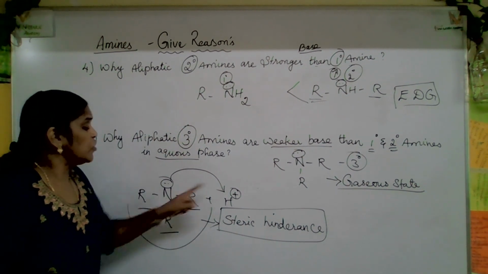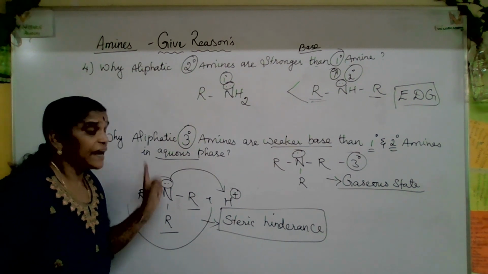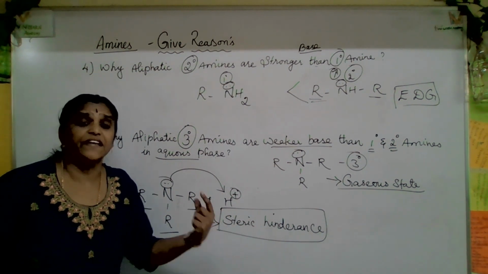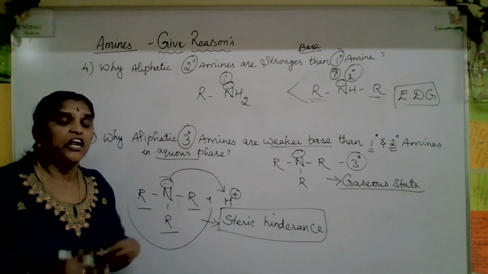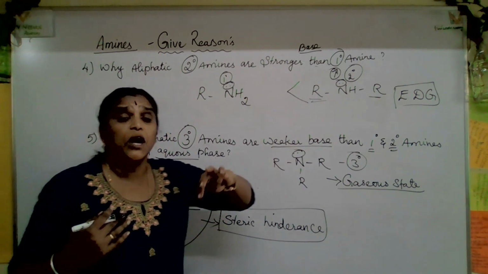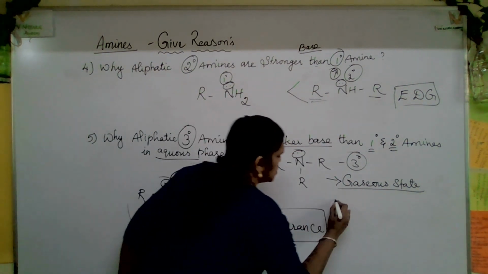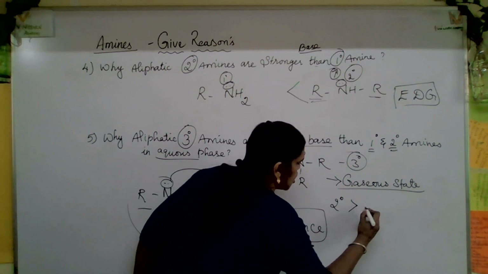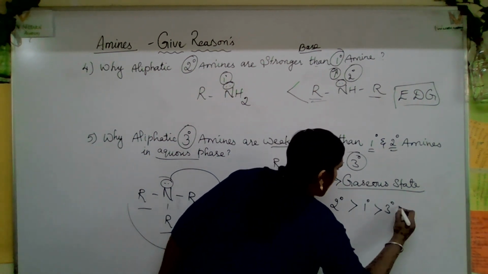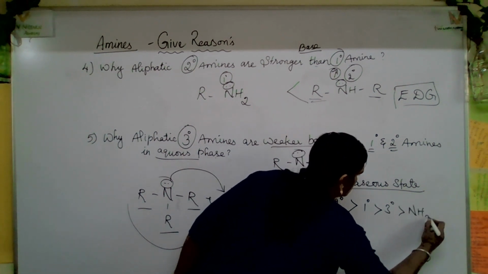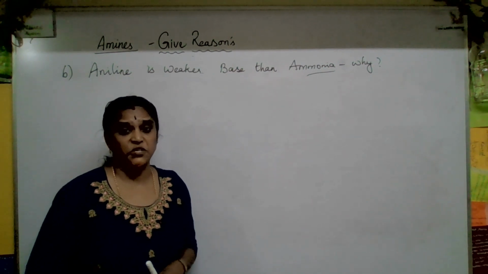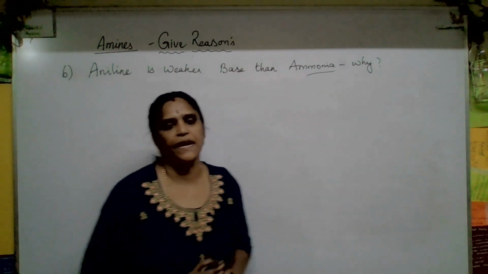So it cannot donate this lone pair of electrons to that proton, and it does not have basic character. Now we'll see the order of which is the stronger base and which is the weaker base among primary, secondary, tertiary. Secondary amines are stronger than primary, tertiary and ammonia. Hope you're clear with this. The next question: aniline is a weaker base than ammonia.